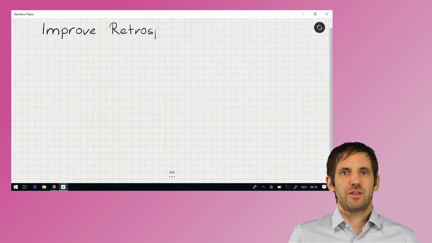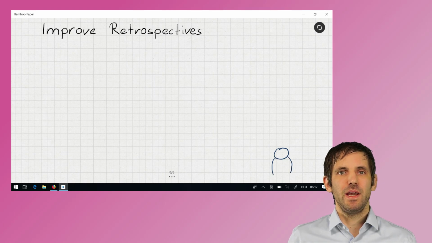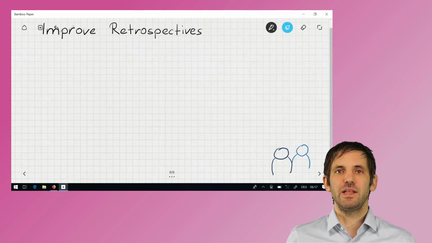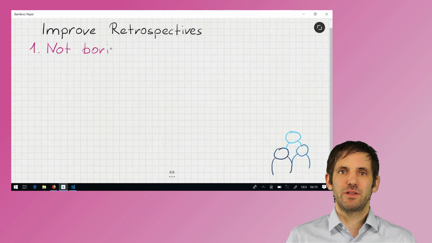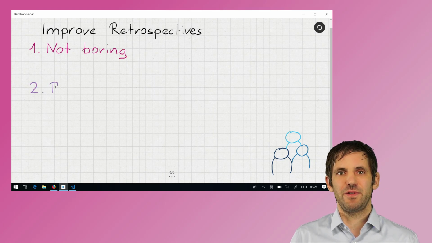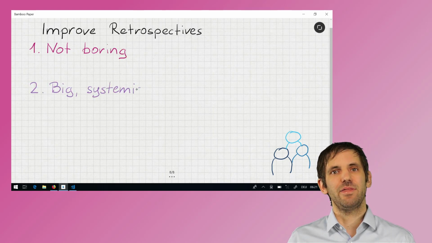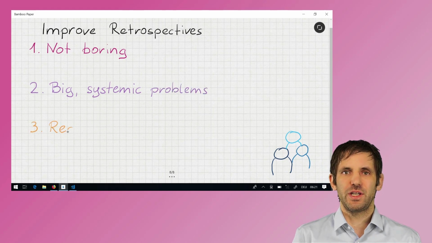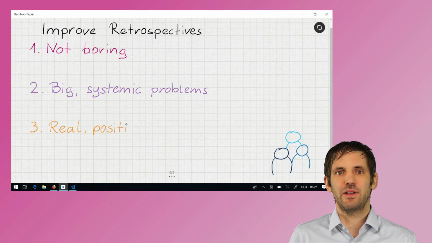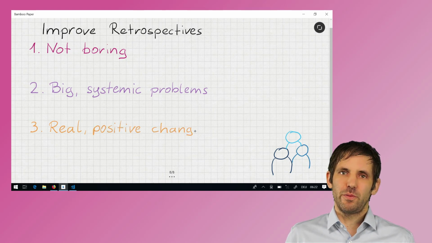So having better retrospectives is one of the cheapest things you can do to improve your situation. And better or good in this case means the retrospectives must not be boring. The retrospectives must tackle the big systemic problems that this team is facing right now. And the retrospectives should result in real positive change for the team, real change that they can feel. But before I talk in more detail about those three solutions, let's have a look at the problem again.